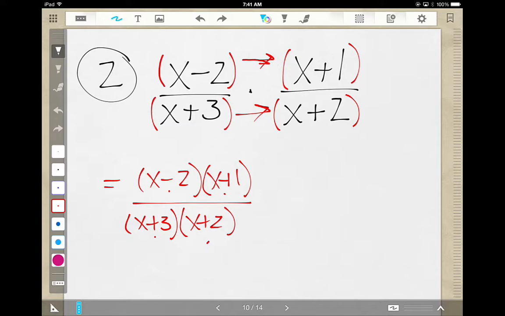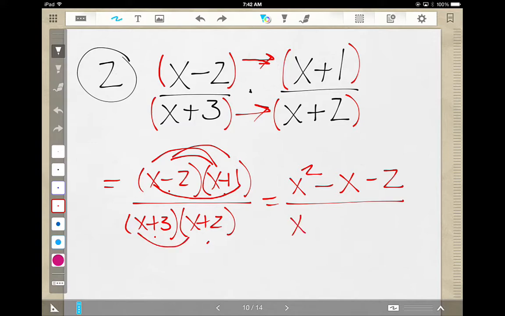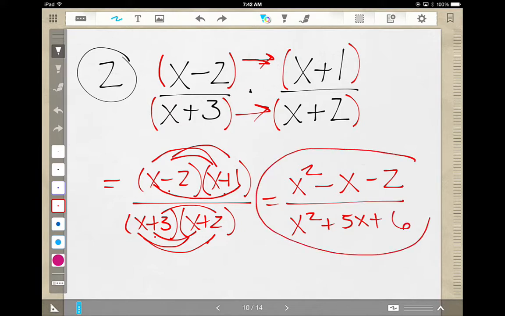So if all my factors are different, that means this will not be able to simplify, and I can multiply this out now. So I can do my distribution. X times x is x squared plus 1x minus 2x is a total of minus 1x, and then negative 2 times a positive 1 is a negative 2. On the bottom, I get x times x is x squared, x times 2 is 2x, plus 3 more x is 5x, and then 3 times 2 is a positive 6. So this would be my multiplied out simplified expression. And we know it's simplified because we already looked at it in factored form and noticed that none of the factors were the same.